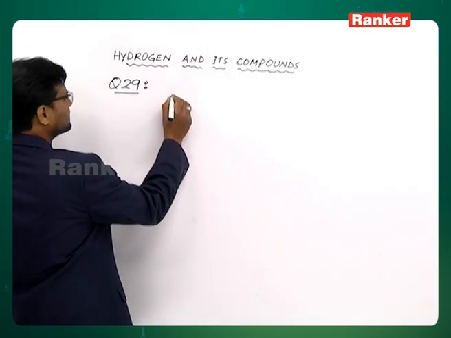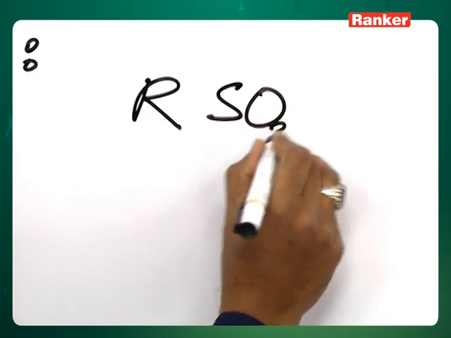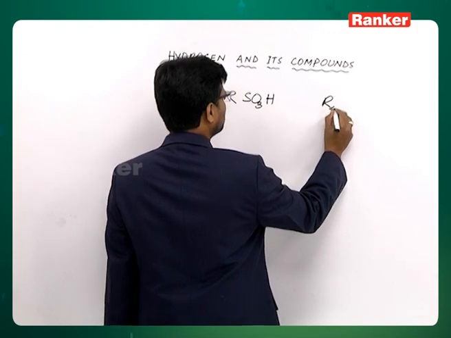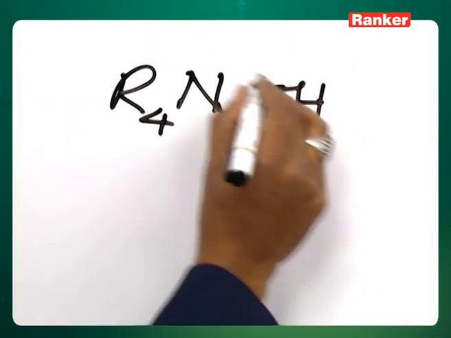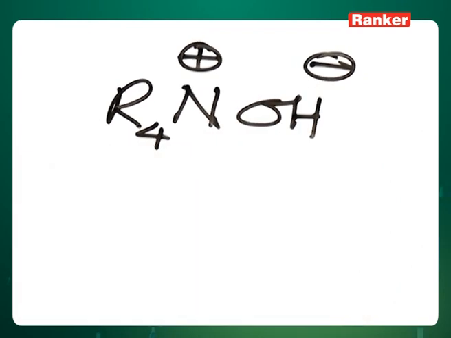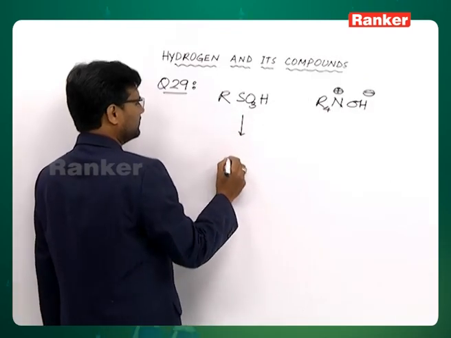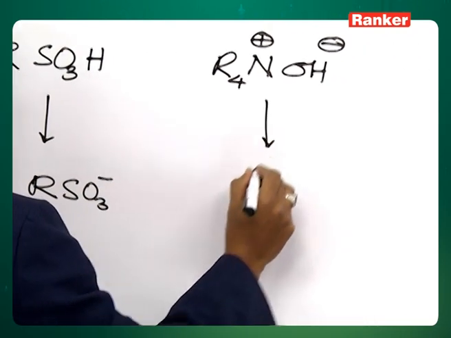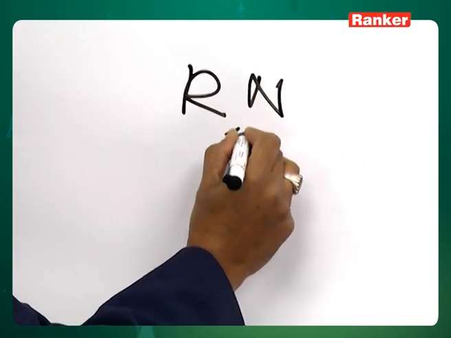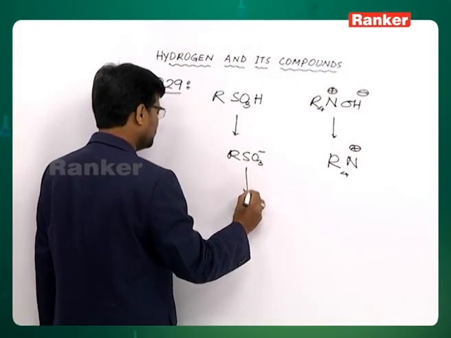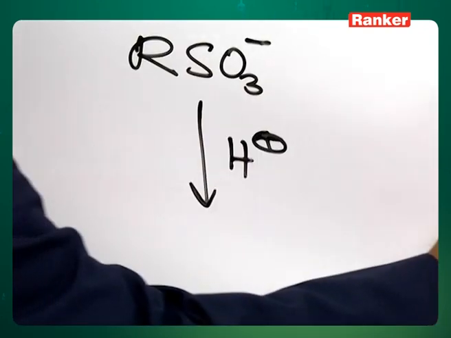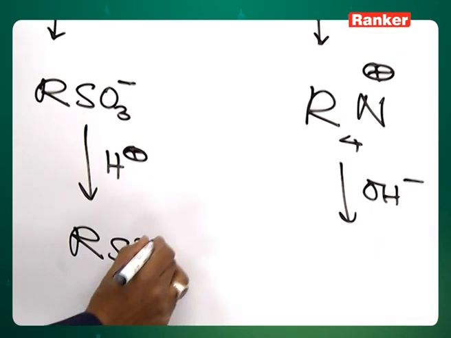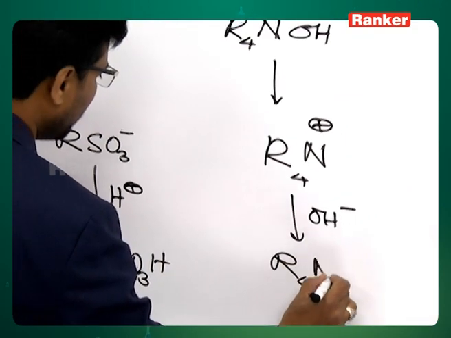Look, this is cation exchange resin and this is anion exchange resin. When it works, it becomes RSO3-, and when this works, it becomes R4N+. So this should be regenerated with acid and this should be regenerated with alkali. This will again become RSO3H. This will again become R4NOH.